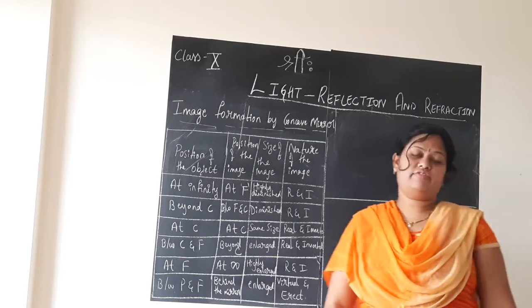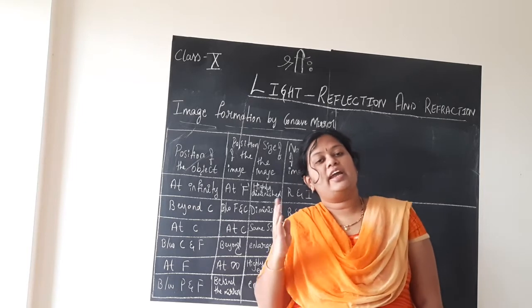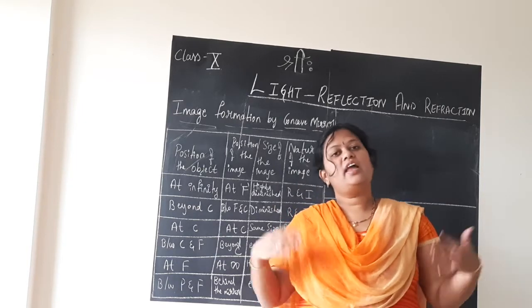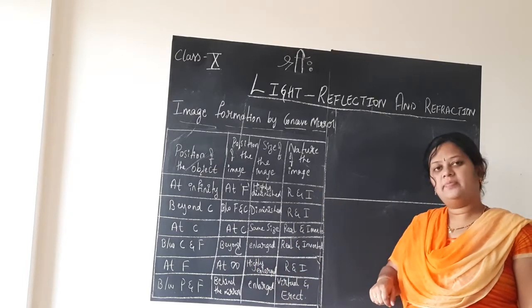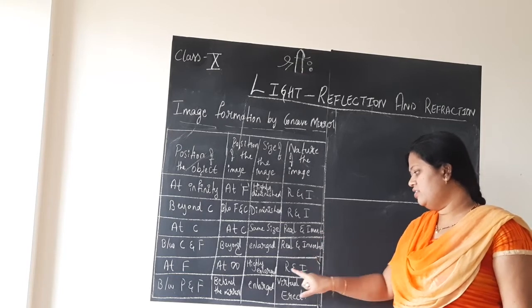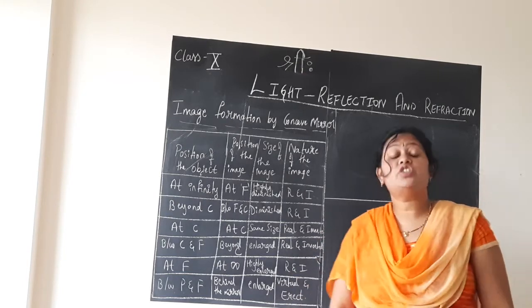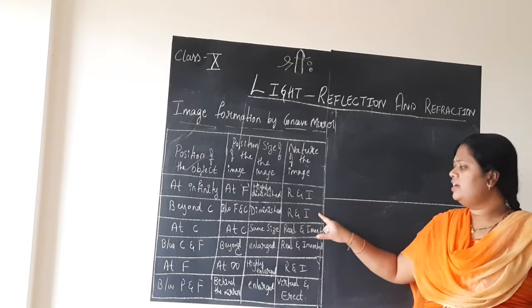Next is nature of the image. Regarding nature of the image, 2 points should come to your mind: erect or inverted, and real or virtual. So, real and inverted image is formed. Real and inverted. Lastly, virtual and erect. If you can see R and I.